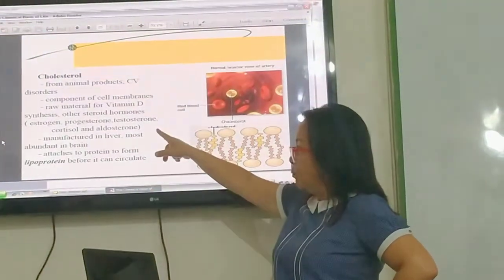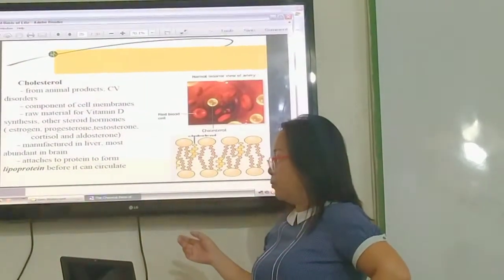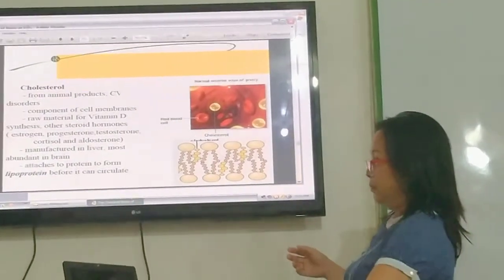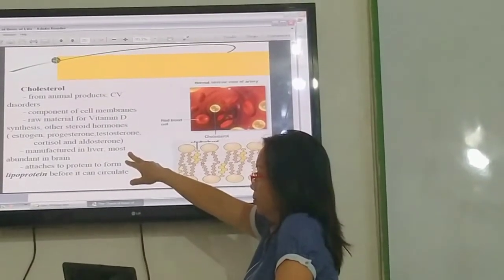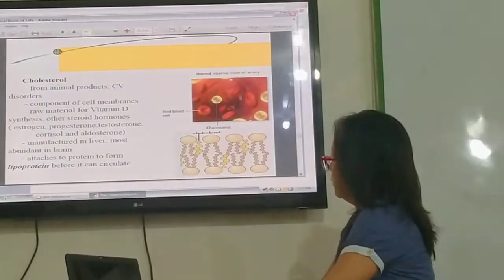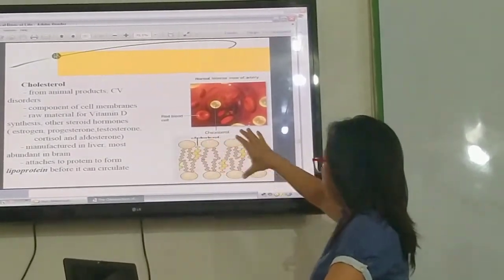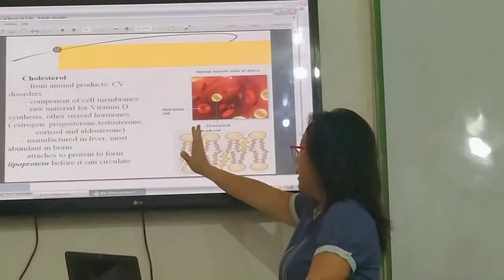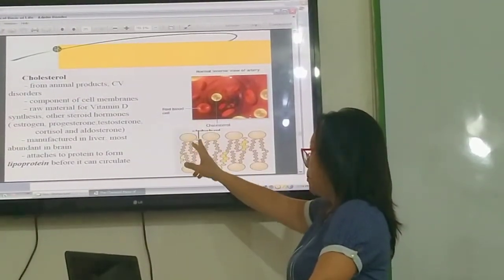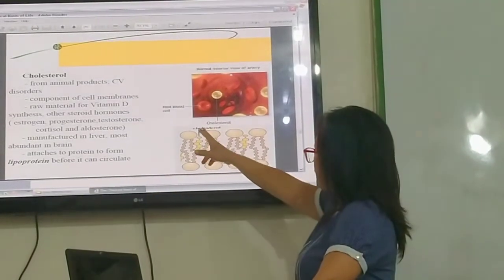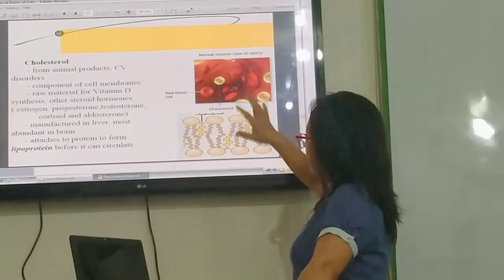Okay. Now, where is it manufactured? In the liver, and it is most abundant in the brain. It attaches to protein to form lipoprotein before it can circulate. So if this is the phospholipid bilayer in our membrane, we have this cholesterol that creates more space for the passing of small and uncharged particles. So you can see also here the cholesterol as a constituent in the blood.